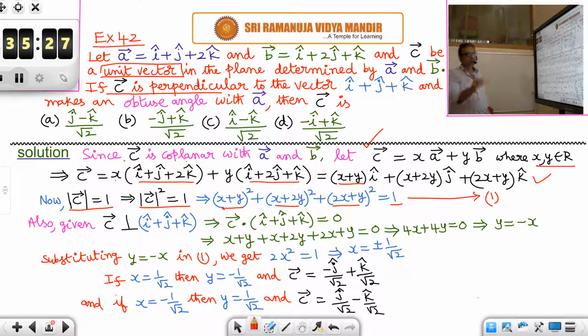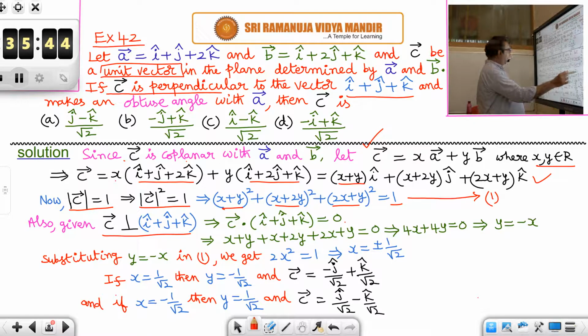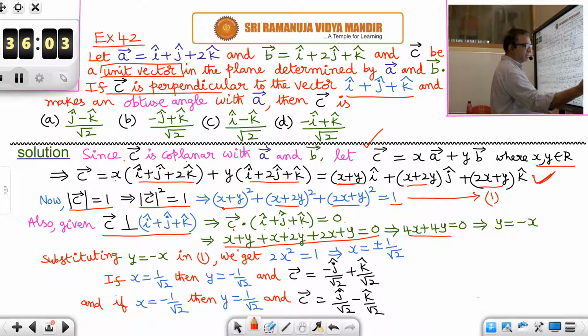That is equation number 1. It is also given that the vector C bar is perpendicular to i plus j plus k. Yes, C bar is perpendicular to i plus j plus k. So C bar dot i plus j plus k is equal to 0. But C bar is here in terms of x and y. Dot product with i plus j plus k means you will get x plus y plus x plus 2y plus 2x plus y is equal to 0. That means 4x plus 4y is equal to 0, meaning x plus y is equal to 0, meaning y is equal to minus x.